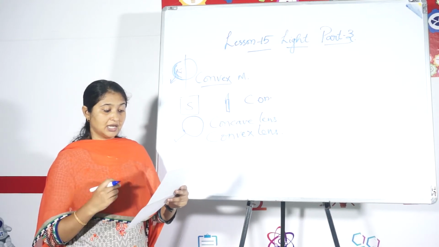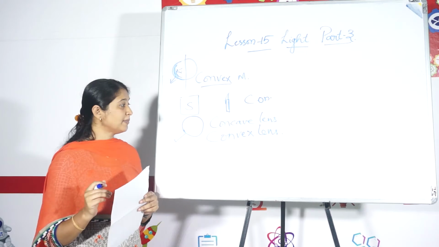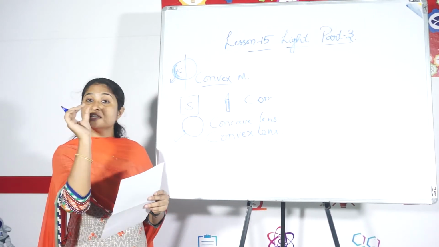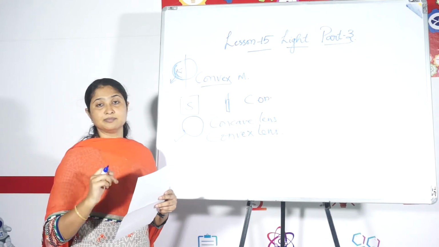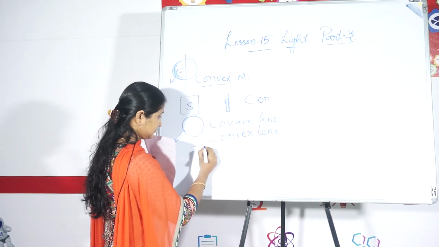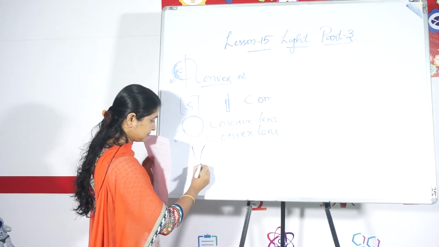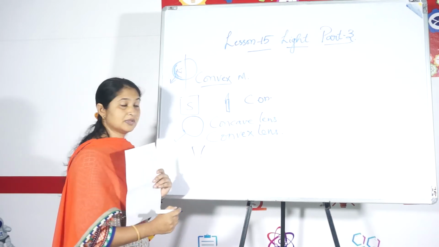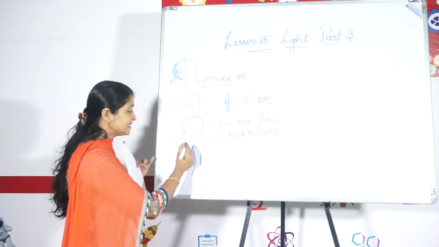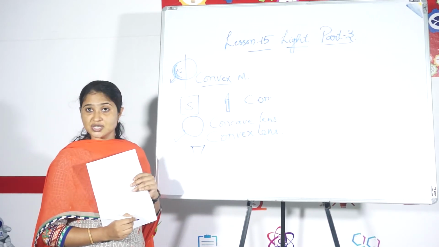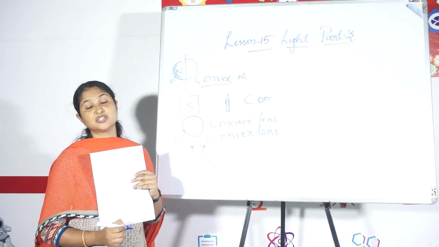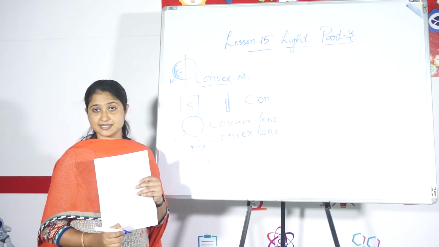Now this concave lens. What is the shape of the concave lens? It is usually thin in the middle and thick on the edges. So it is like this. This is the shape of the concave lens. That is, it is thick in the edges and very thin in the middle.